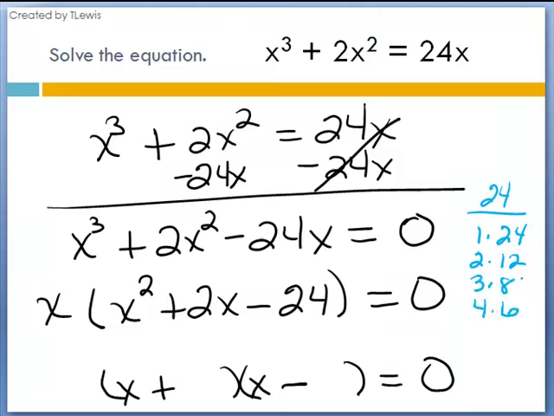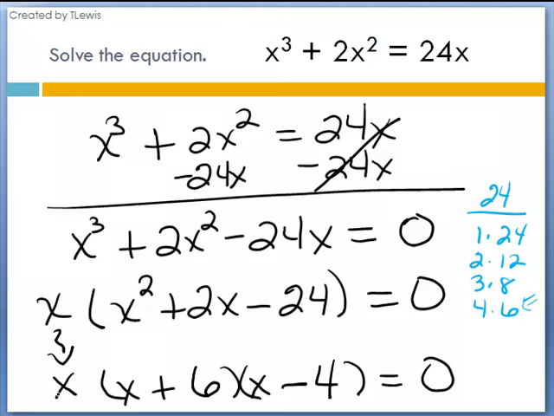Which pair, when we subtract, will give us positive 2? And that is the 4 and 6. So we want the 6 to be positive because we want the higher number to match the sign there, and the 4 to be negative because when you subtract 6 and 4, that would give you positive 2. Now don't forget to bring down the x because that was part of the question. That was what we did.